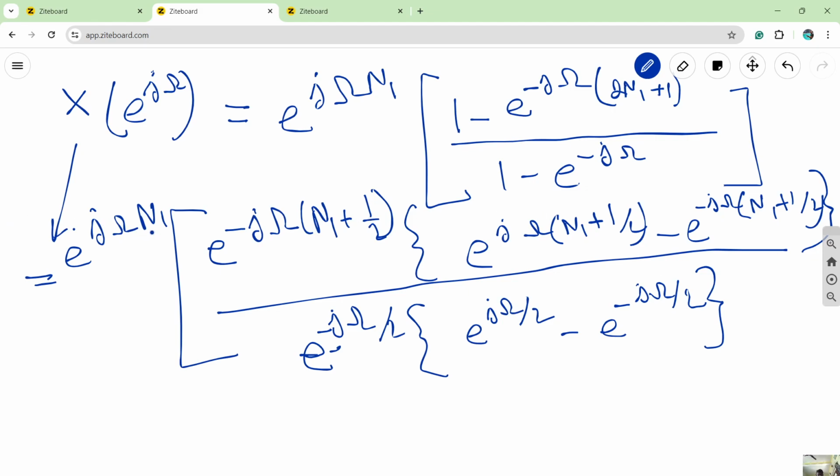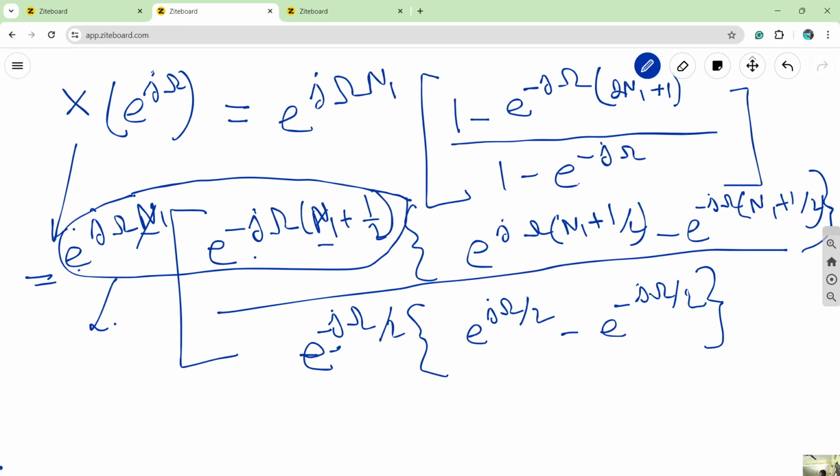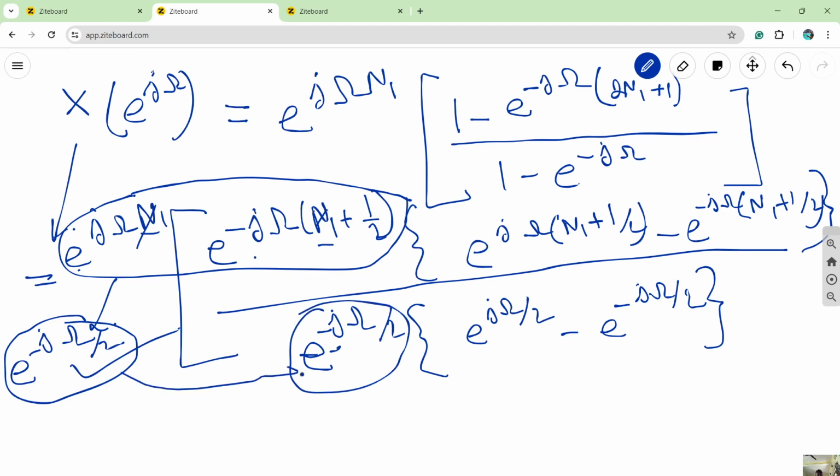So again, if this n1 term goes inside, what happens? This n1 term and this n1 term cancel out. So with this multiplication factor, this multiplication value becomes e to the power minus j omega by 2. And this e to the power minus j omega by 2 and this e to the power minus j omega by 2 cancel out.